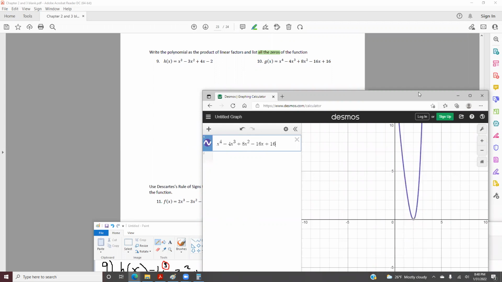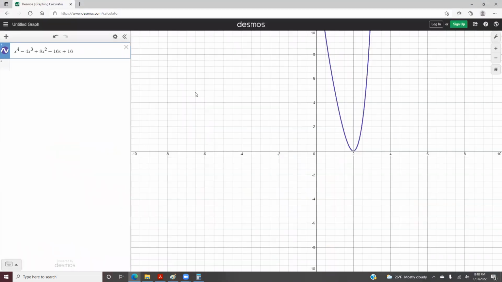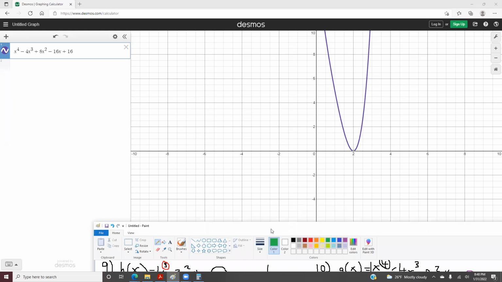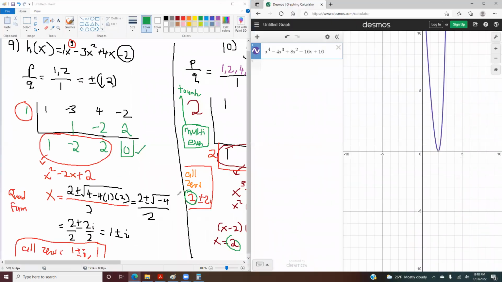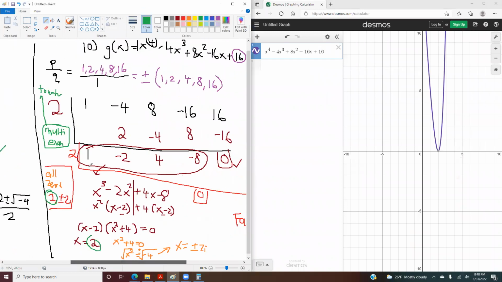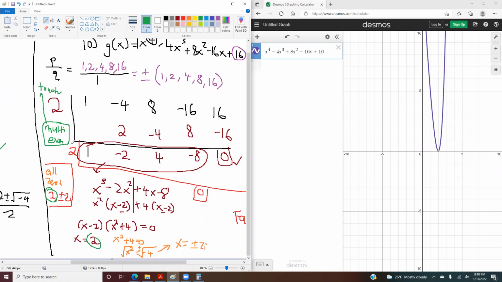So what do you notice in the decimals graph when I type this is the 2, which we know from the performing synthetic division here, that is actually giving us a multiplicity of 2 because it is a touch. So that means when you perform synthetic division, you're going to perform it not once, but twice.